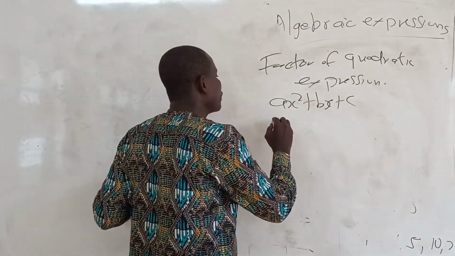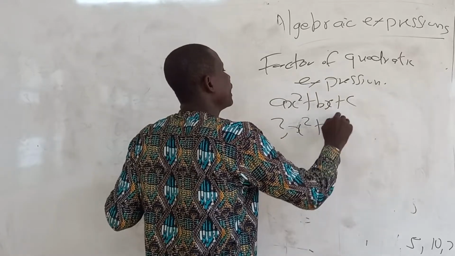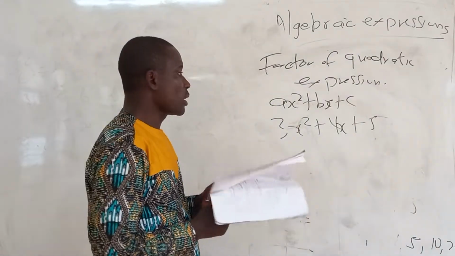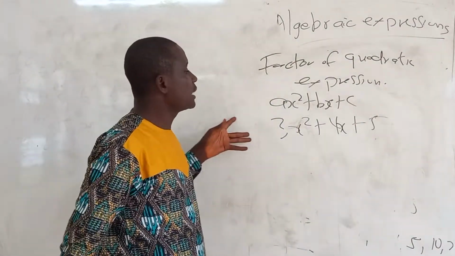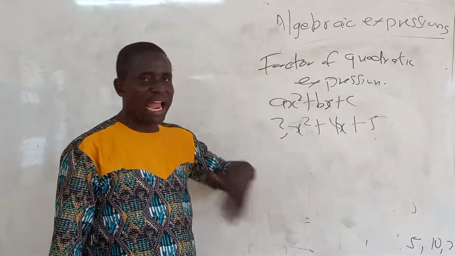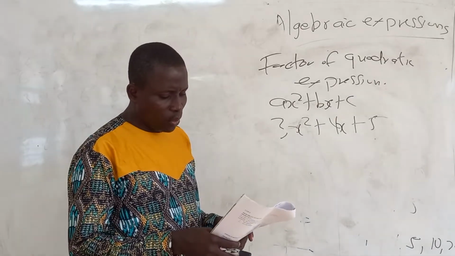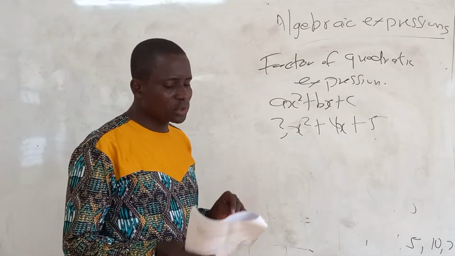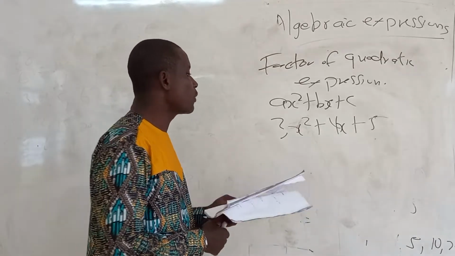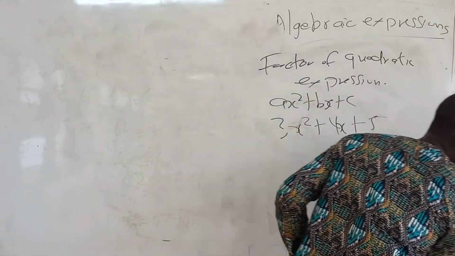For example, if I'm having 3x squared plus 4x plus 5, this is a quadratic expression. Why? Because the highest exponent here is 2. If it was to be cubic, the highest exponent would be what? Would be 3. So right now, I don't want to waste time. What we're going to do is that we are going to factorize certain quadratic expressions very, very quickly and then move on and on and on. Okay? That is how it is.